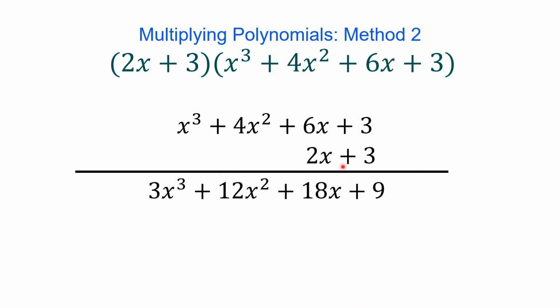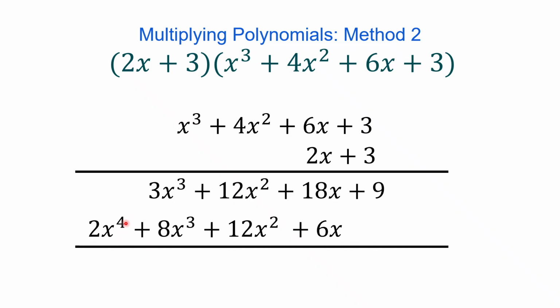2x times 3 is 6x. 2x times 6x gives us 12x squared. 2x times 4x squared is 8x to the cubed. Because remember, 4 times 2 is 8. x times x squared is x to the third. Okay? 2x times x to the third is going to give us 2x to the fourth.